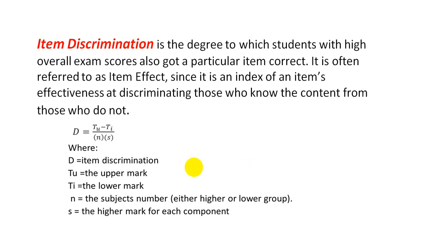Here we have the discrimination. Again, the total of the upper group, not plus but minus. It differs from the difficulty. Here we have minus the total of the lower group. Here we have only the number of one of the groups, only higher or lower. For example, here of course we have 10, and S the score.